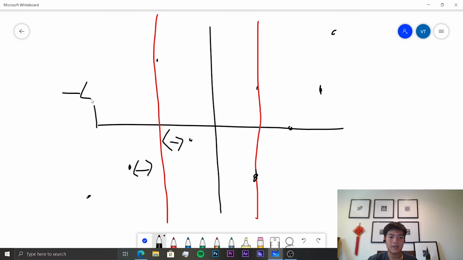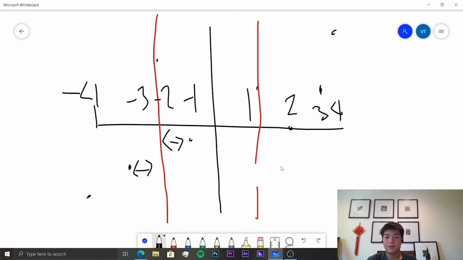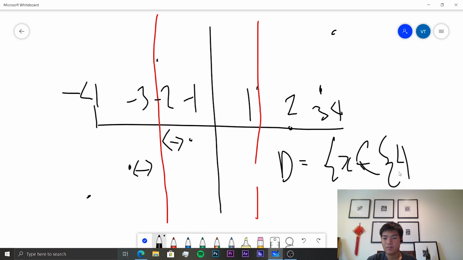For example, this is -4, -3, -2, -1, 1, and let's remove that dot because it wasn't there. 2, 3, 4. Then this function's domain would be equal to x is part of the set -4, -3, -2 until 1, 2, 3, 4. And similarly, the range would be just every single point individually.